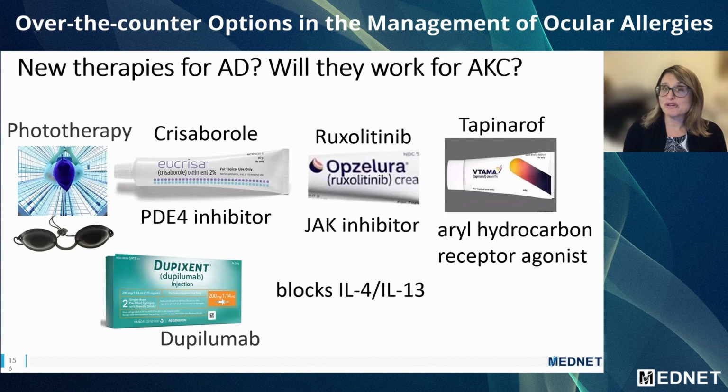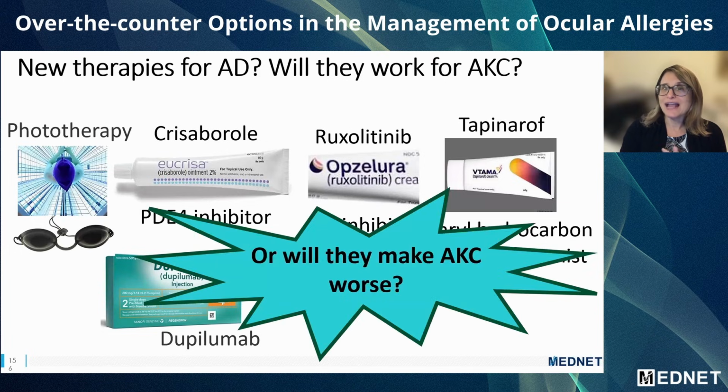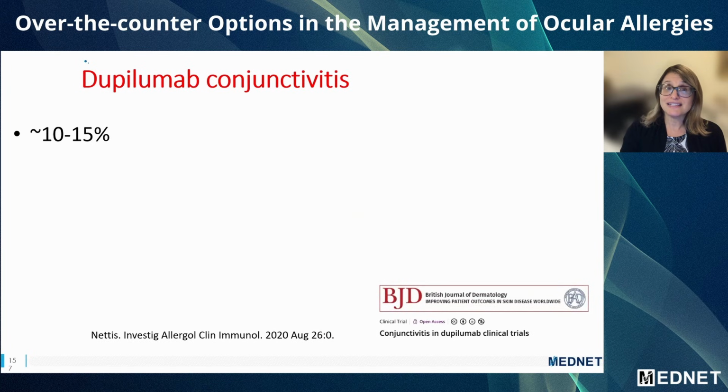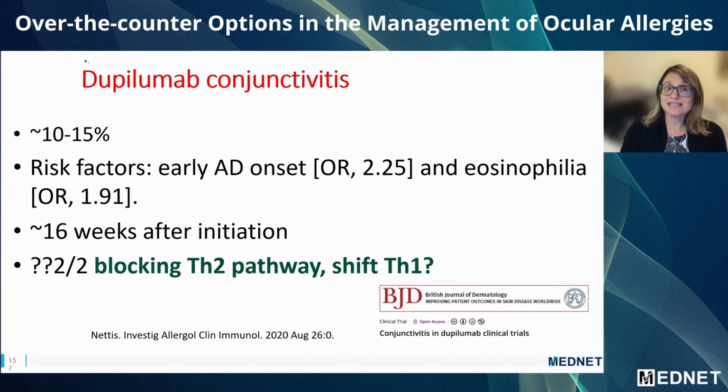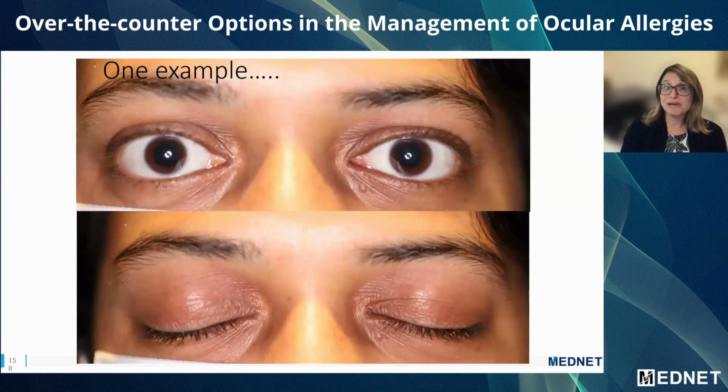Some of them are topical, some of them are systemic, and we're still trying to understand how we can use them for AKC. And we need more data because, in fact, at least one of them, dupilumab, may make AKC worse. There's an entity called dupilumab-associated conjunctivitis, where after about 4 months of treatment, the skin disease can get so much better, but the conjunctivitis can get worse. And the thought process is that maybe we are blocking the Th2 pathway and it shifts towards a more robust Th1 response, but it could be something else.